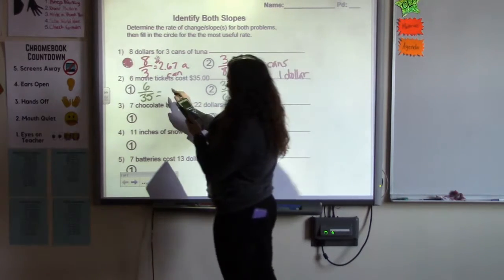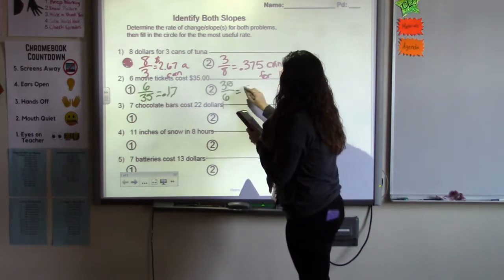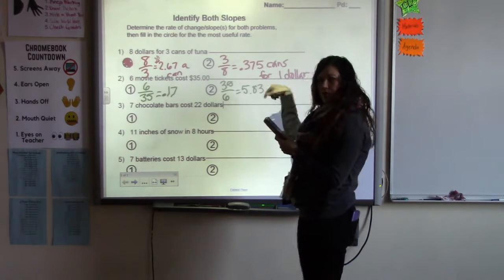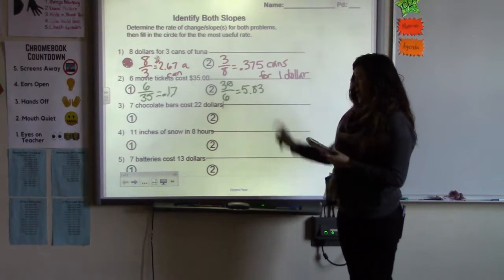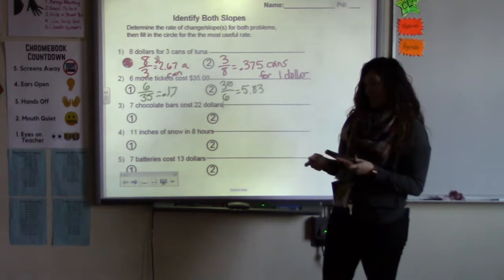Okay, so when you type this one in, you get 0.17. When you type this one in, you get 0.583. It says 3 repeating, 3 doesn't round up, so we just write that. Okay, and now we have to write the units because at this point, this information is still not very useful.